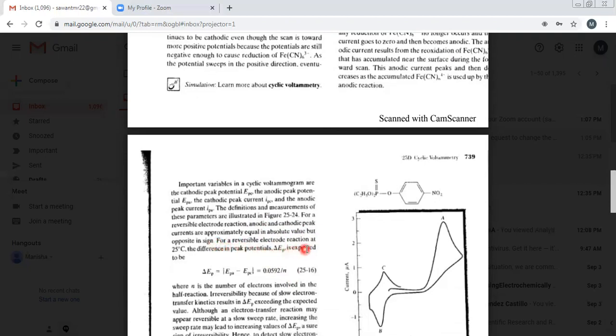So for a reversible electrode reaction at 25 degrees centigrade, the difference in peak potential, delta EP, is expected to be delta EP equal to EPA minus EPC equal to 0.0592 upon n. So for a reversible reaction, we can write this equation. Where are we getting this from? Actually, when we substitute the value of potential, we get the value in the opposite direction. So it cancels out all other parameters in the Nernst equation, and that gives us a simplified form of 0.0592 upon n.